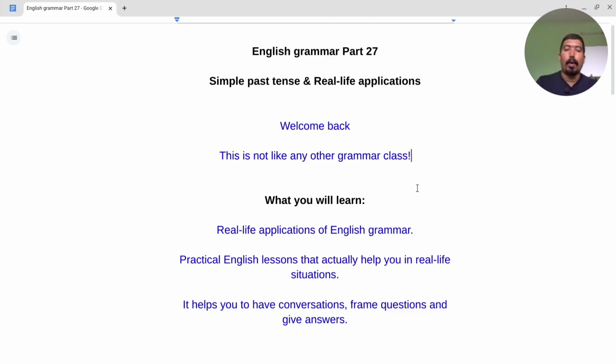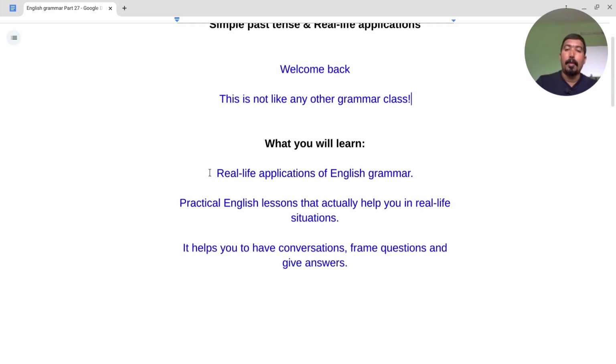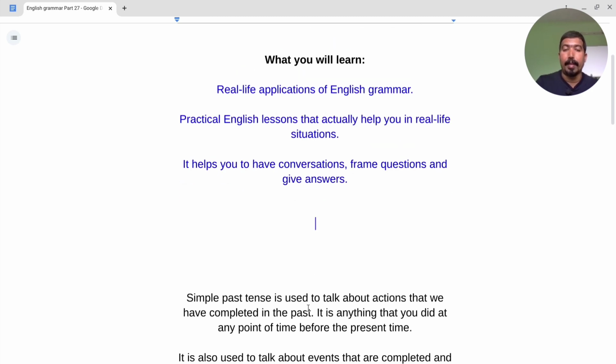Got it? So what you will learn from here: real life applications of English grammar, practical English lessons that help you in real life situations, and the lessons that help you to have conversations, frame questions and give answers. So that is it, as straightforward as it is, to help you learn English in an easier and a fun manner.